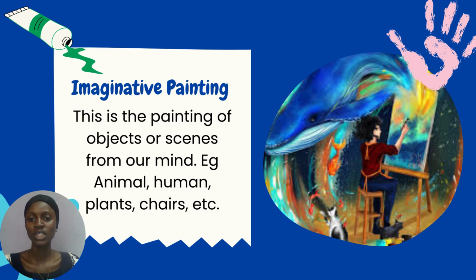All right. So the ability for you to paint from your head or to draw from your head is simply imaginative painting. All right. And then imaginative painting, we have different examples because we can imagine anything. You can imagine animals, human beings, non-living things, plants, flowers, and the likes. All right. So the ability for us to paint from our mind is known as imaginative painting.